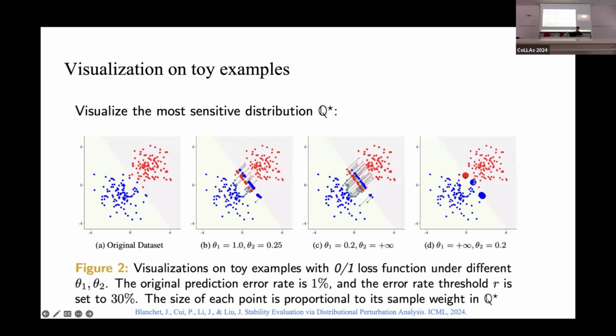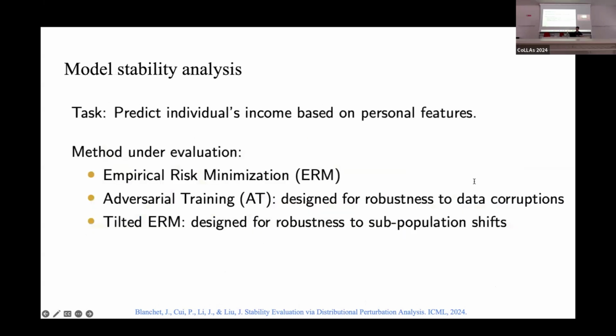And actually, our stability measure enables different choices of theta1 and theta2, which could provide a more comprehensive evaluation of stability under different patterns or different mixtures of shifts. And here we'll introduce some results on how to compare different models. The task is the income prediction task. We would like to predict individuals' income based on their personal features.